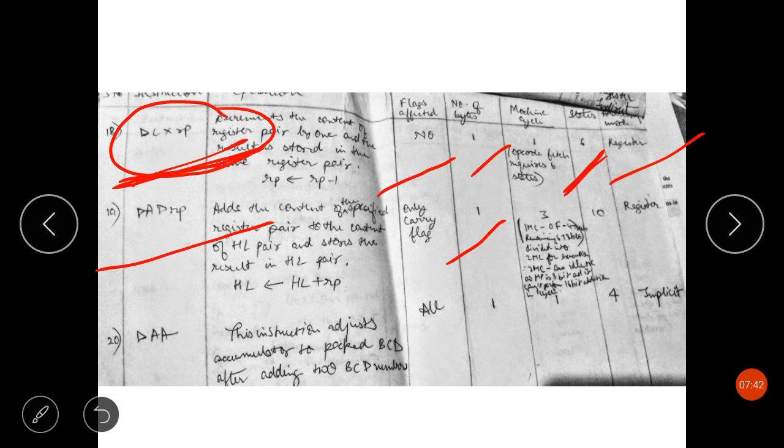I'll be discussing these two instructions, DAD RP and decimal adjust accumulator, briefly in my next video lecture.